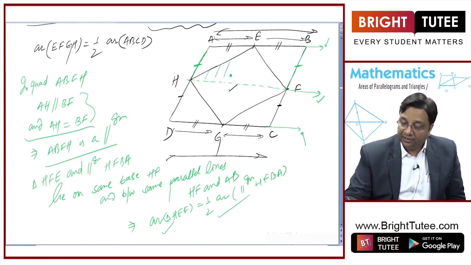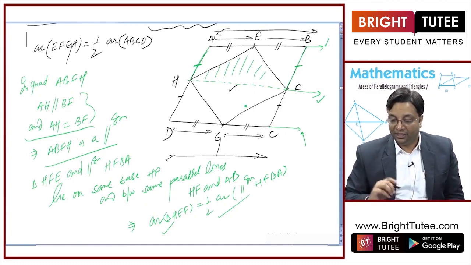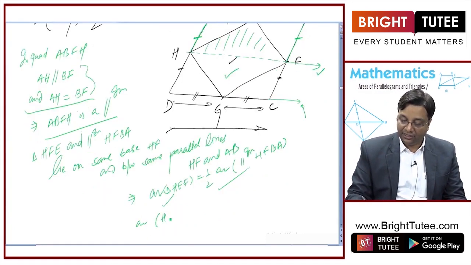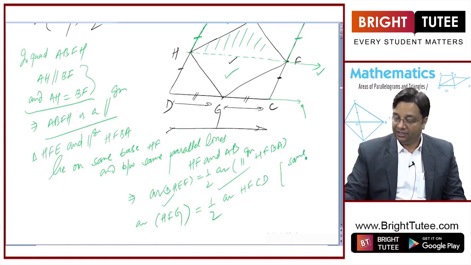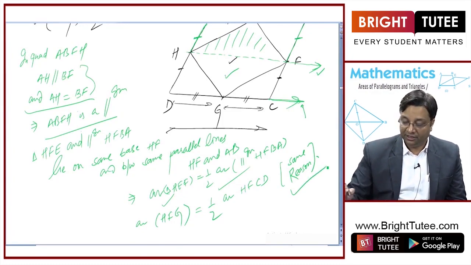Now, this area is half of this parallelogram HFBA. What can I say about this area? Area of HFG will also be half of area of HFCD. Same reason, right. This is a triangle and a parallelogram on same base HF and between same parallel lines HF and DC this time, right. So, give the reasons here.